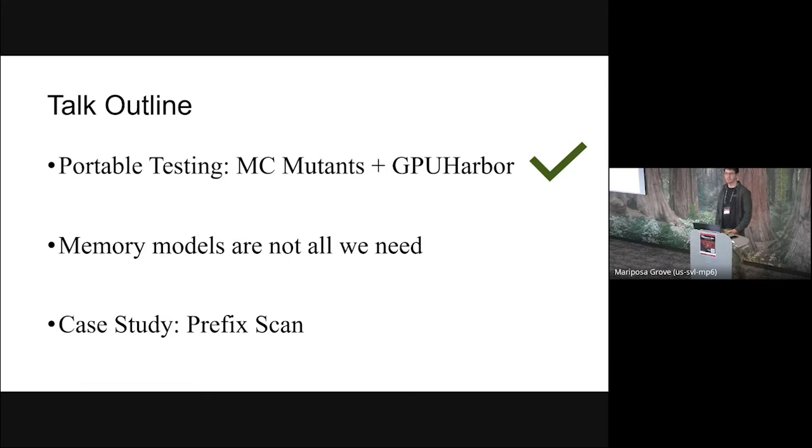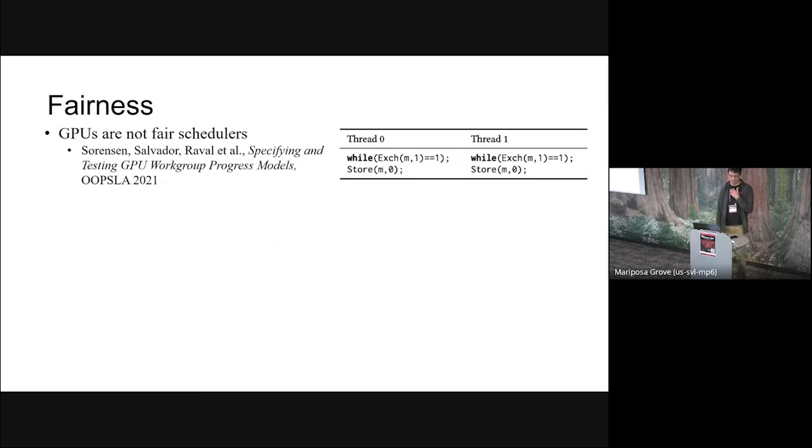And with my last 5 to 10 minutes, I'm going to go into why memory models are not actually all that we need, and a little case study on prefix scan. So here's an interesting program that you might want to run on a GPU. This is basically two threads contending for a lock. They're just trying to do a compare exchange on a memory location M, and then release it, and you could have a critical section inside of that, and that's how you might implement a lock.